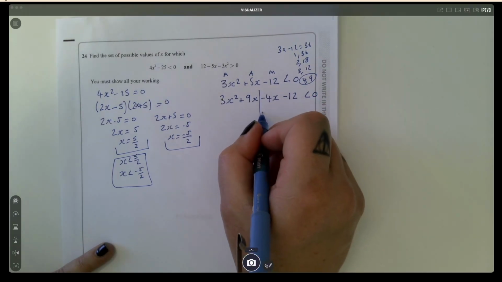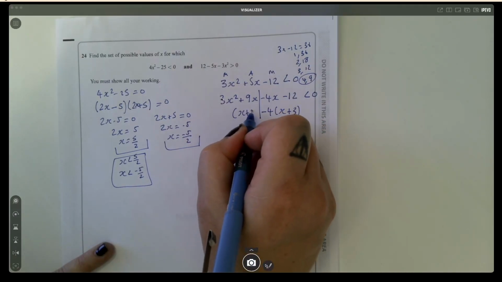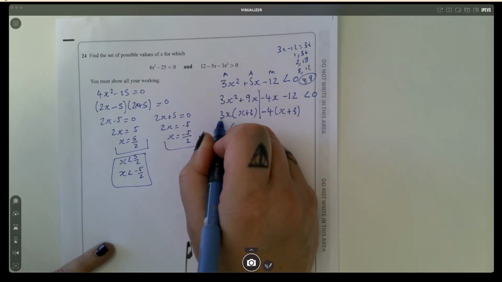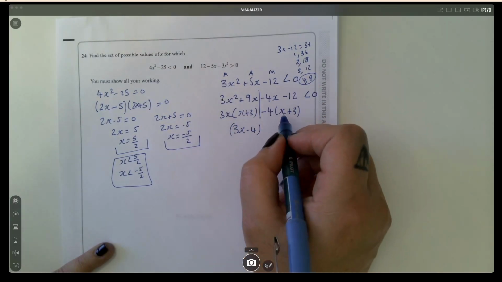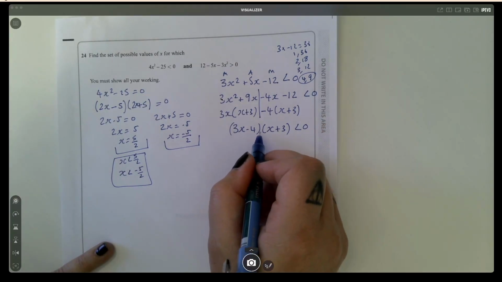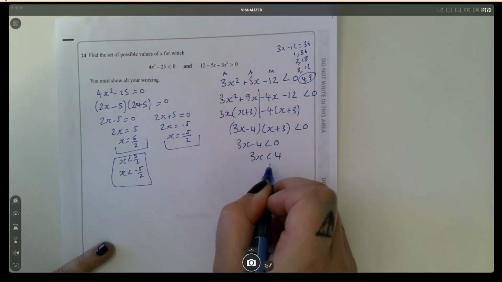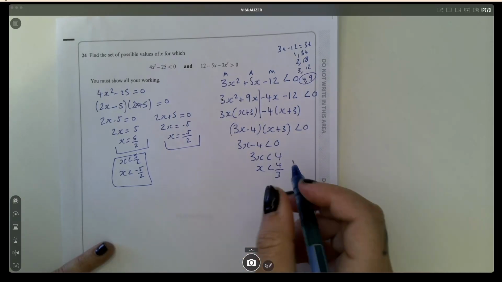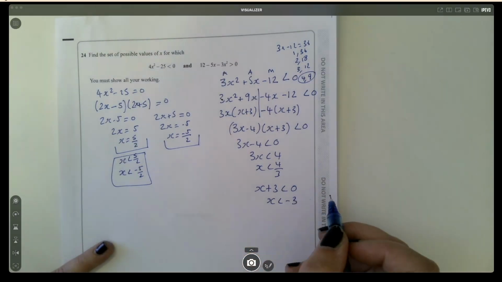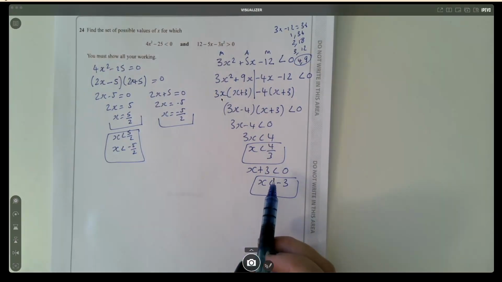Let's factorise this side. So we have minus 4x plus 3. I want the bracket to match on this side, so I need a 3x there. 3x subtract 4 on the outside of the brackets is one of my brackets, and then the x plus 3 repeating bracket is the other. So 3x minus 4, 3x is 4x, so that's 4 over 3, and then x plus 3. Okay, so I've got these solutions here, but now I need to figure out what symbols we're going to use.